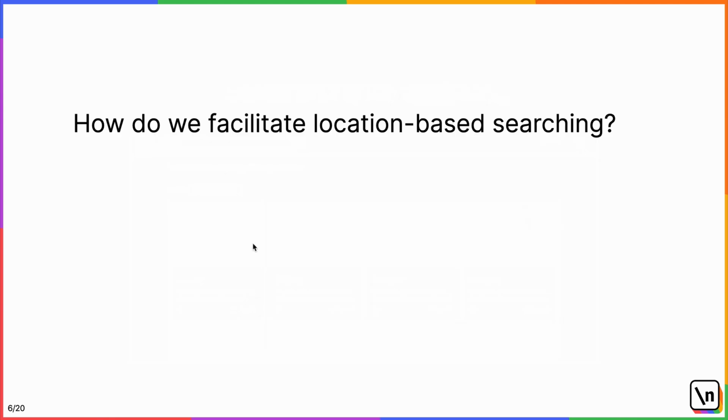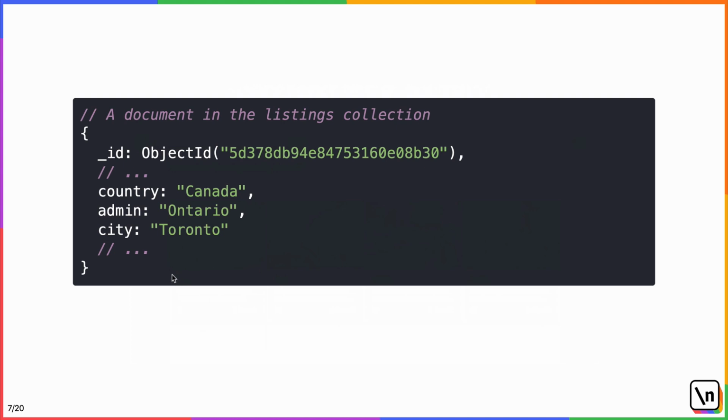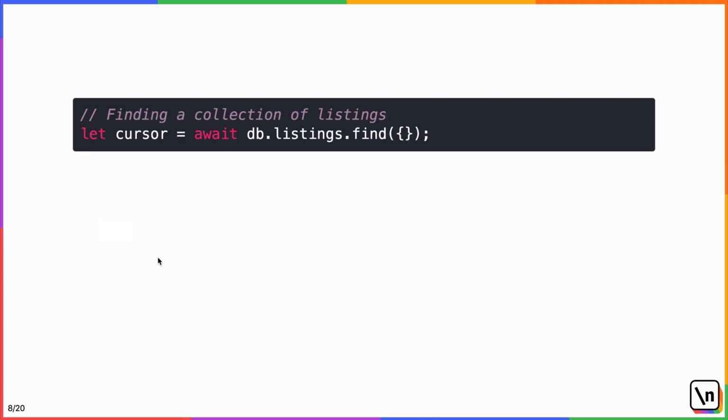With that said, how do we facilitate this location-based searching? The listing documents, or in other words, the documents in the listings collection of our database, have 3 fields that will be used to help with our searching: country, admin, and city. At this moment in time, our listings resolver function, when run, uses the find method from the Node Mongo driver to get the cursor, or in other words, the collection of information that is to be returned from the find. Now, we've mentioned this before, but if no filters or properties are defined within the query in the find method, Mongo will simply return everything in the collection.